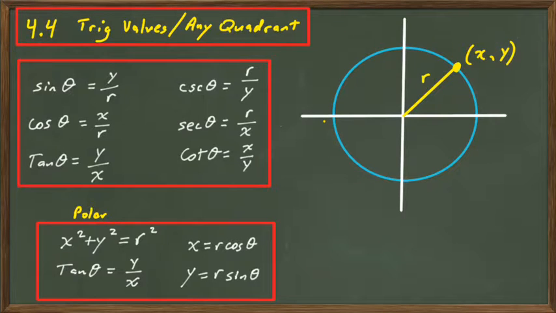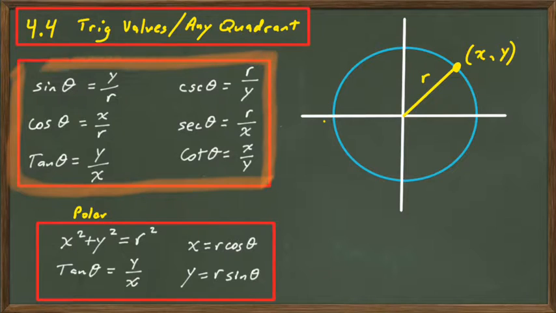Okay, we're going to start talking about section 4.4, trig values in any quadrant or any angle. It really helps to know that sine is y over r, cosine is x over r, tangent is y over x, and all their reciprocals. This is useful, but we're not going to hit it hard till we hit polar. Everything here is still valid, it's all true, but I'm just showing you, it'll come up later. So if you want to wait on this, you can.